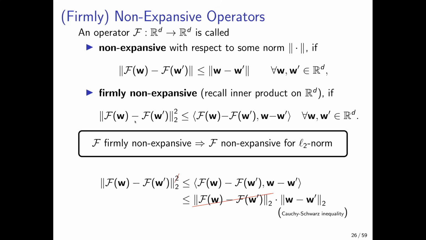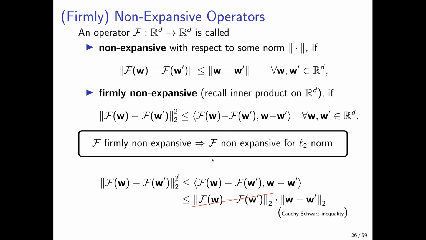And this is very easy to show. So we simply start with this condition of a firmly non-expansive operator. Then we apply the Cauchy-Schwarz inequality. And then it turns out we can simply cancel out this term with the square here. And then already we have the condition of f being non-expansive with respect to the L2 norm.